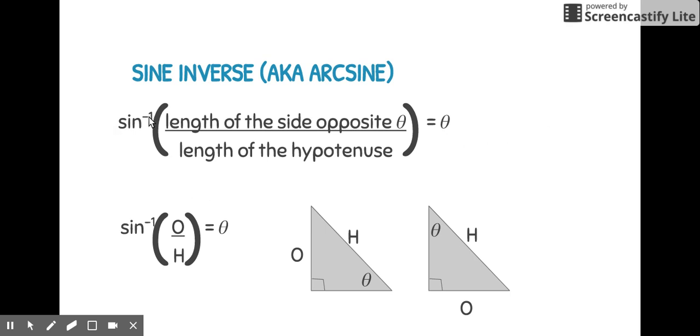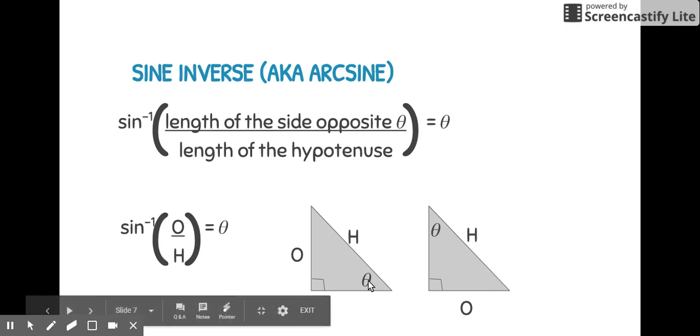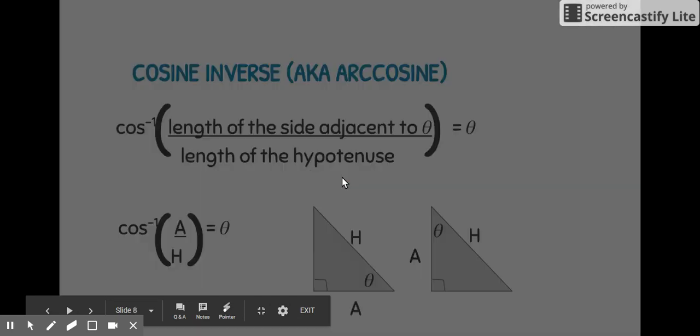And to do that, you do sine inverse. This little -1 is the notation for an inverse, and it's a superscript, so it's a little bit above, right? It's not -1, it's sine inverse of the length of the side opposite theta divided by the length of the hypotenuse. And that gives you a number, and that number is equal to your missing angle measure. So this missing angle measure is found by doing sine inverse of opposite divided by hypotenuse.